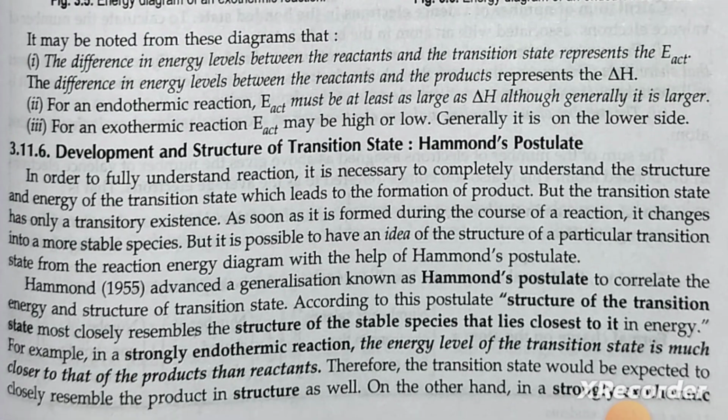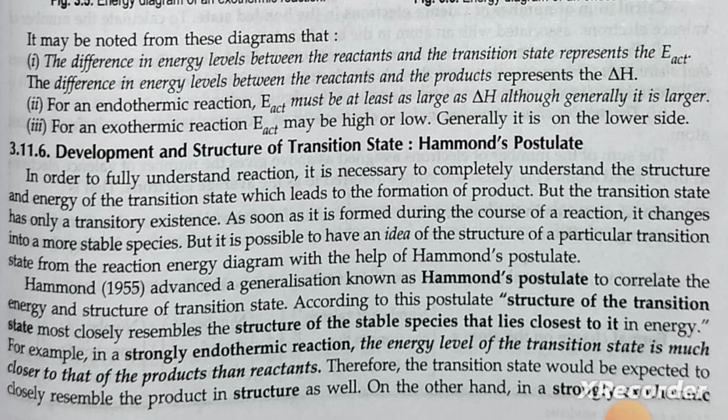It may be noted from these diagrams that, first, the difference in energy level between the reactant and the transition state represents the E activation. The difference in energy level between the reactant and the product represents the delta H. Second, for an endothermic reaction, E activation must be at least as large as delta H, although generally it is larger. Third, for an exothermic reaction, E activation may be high or low. Generally, it is on the lower side.